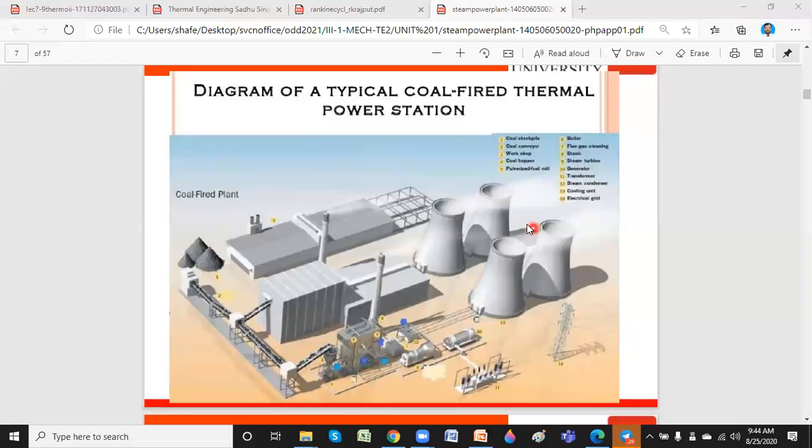Okay. Now after that, you have 13. I think the first two, as I said, are nothing but your cooling towers. Now cooling towers, I said, may be natural or maybe artificial.